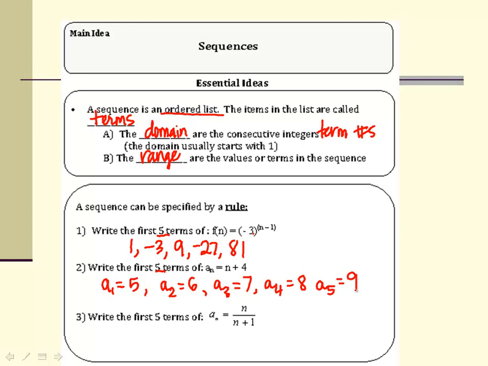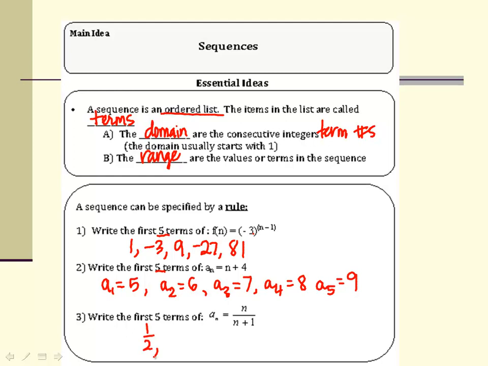Normally you don't write the term out. You don't say like the first term or the second term, but I want you to see how those numbers kind of correlate. All right, last one, let's try it again. The first term, 1 divided by 1 plus 1. So 1 over 2 is our first term.